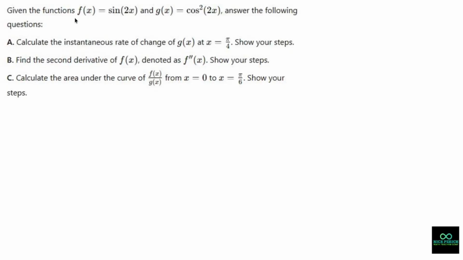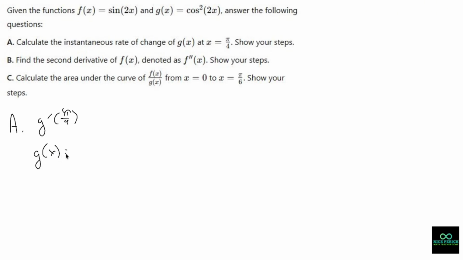Problem 6. Given the functions f of x equals sine 2x and g of x equals cos squared 2x, answer the following questions. Calculate the instantaneous rate of change of g at x equals pi over 4. Show your steps. Instantaneous rate of change means the derivative at a point. So what I need to do is find the derivative of g, and then once I do, plug in pi over 4. Now g is cos squared 2x.